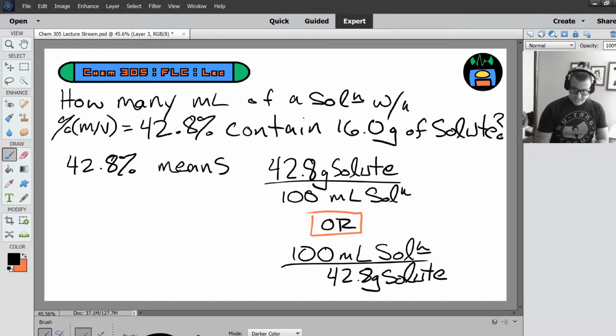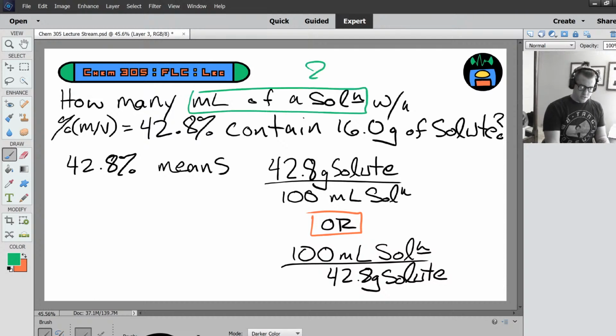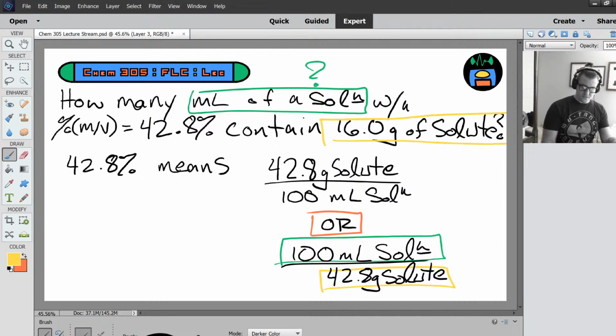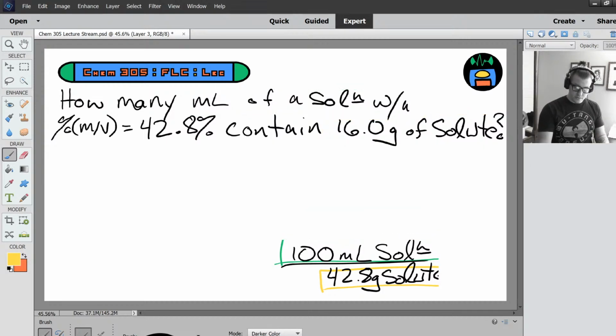Well, in this particular problem, you'll notice that we're asked to find milliliters of solution, all right? And in the second ratio, the milliliters of solution is in the numerator, and you'll notice our denominator here, 42.8 grams of solute, we're given the grams of solute. So this problem will actually go faster if we use the second ratio.